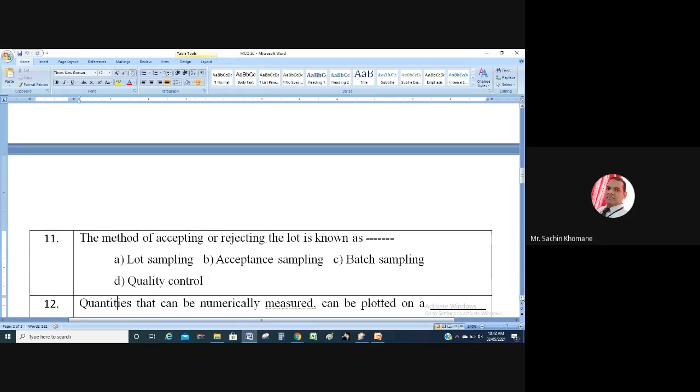Then next MCQ. The method of accepting or rejecting a lot is known as lot sampling, acceptance sampling, batch sampling, quality control.